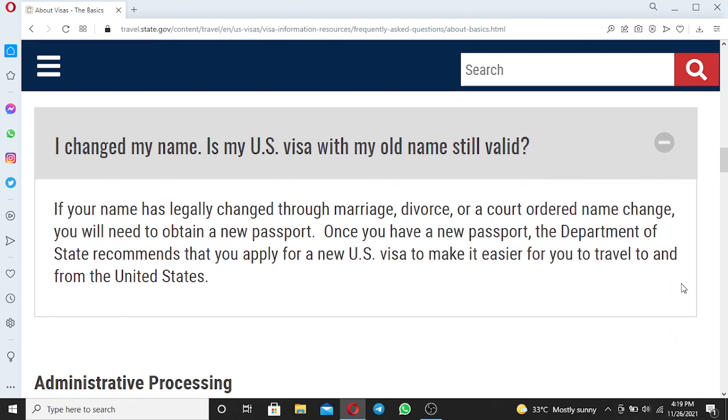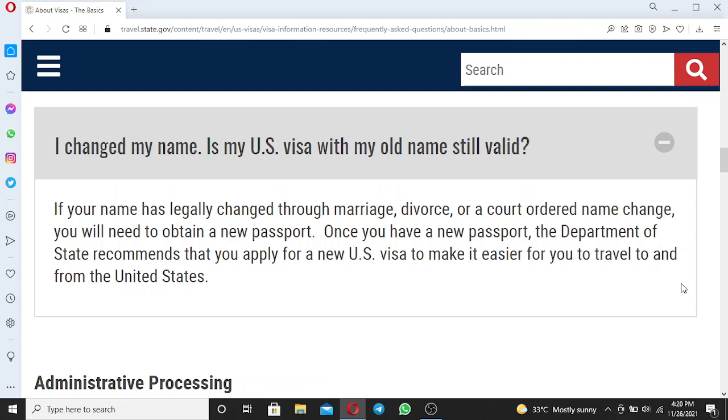The answer to this question is, if your name has legally changed through marriage, divorce, or a court-ordered name change, you will need to obtain a new passport. Once you have a new passport, the Department of State recommends that you apply for a new US visa to make it easier for you to travel to and from the United States.